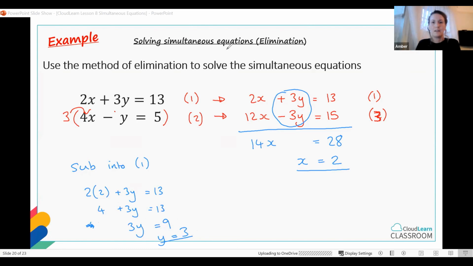And finally, I'm going to choose orange to do my check. And I'm going to check in equation 2 because I substituted into 1. So 4 times 2 minus y, which is 3, is equal to 8 minus 3, which is equal to 5. So we've got that right.